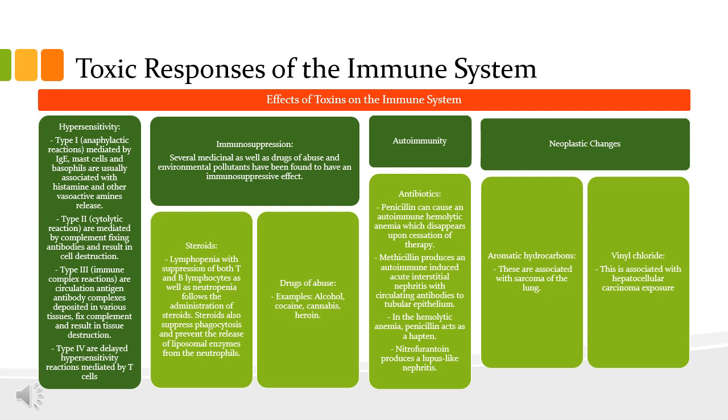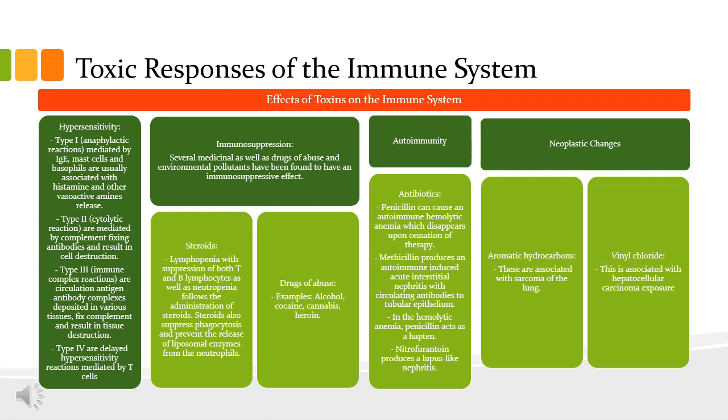For immunosuppression, there are several medicinals as well as drugs of abuse and environmental pollutants that have been found to have an immunosuppressive effect. For example, steroids. Steroids will cause lymphopenia with suppression of both T and B lymphocytes, as well as neutropenia, following administration of steroids. Steroids also suppress phagocytosis and prevent the release of lysosomal enzymes from the neutrophils. Drugs of abuse include alcohol, cocaine, cannabis, and heroin.